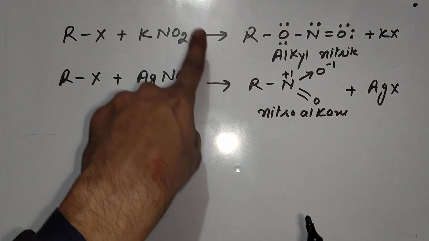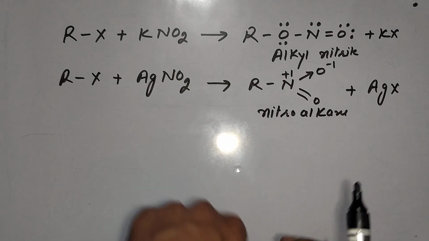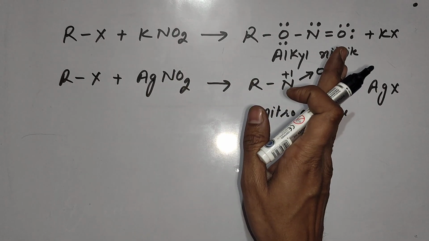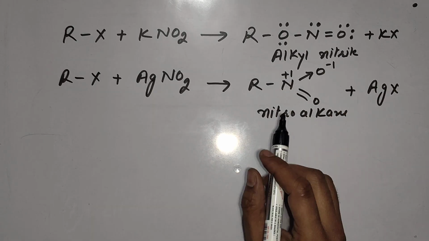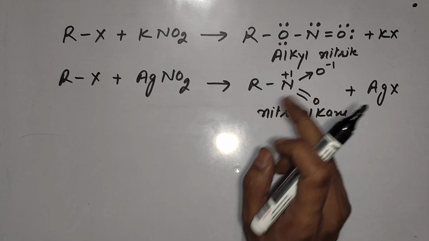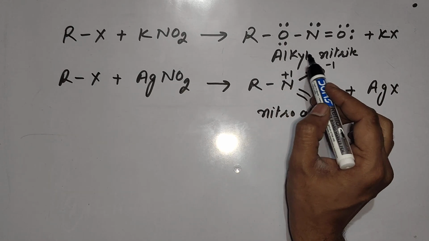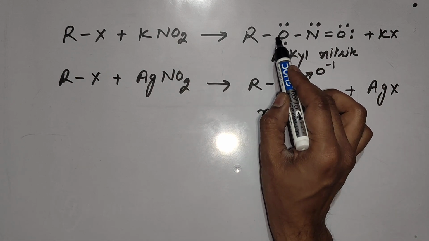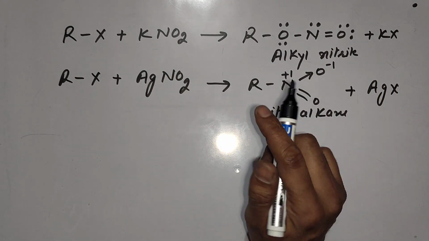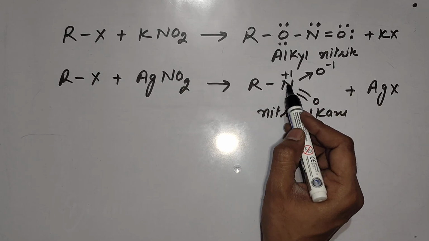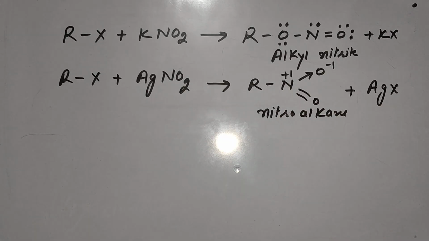Nucleophile is the same, nitrite. Then why are we getting different substituted products? Here alkyl nitrite and here nitroalkane. Please check the difference between them. In alkyl nitrite, with R, who is making the bond? Oxygen. And in nitroalkanes, who is making the bond with R? N. Let's find out the reason.